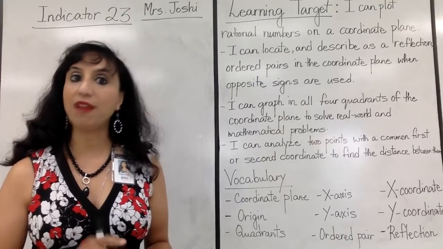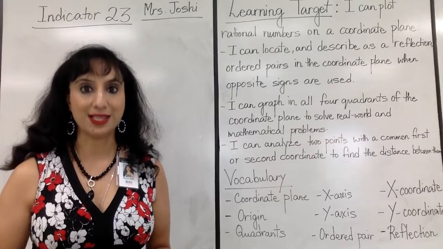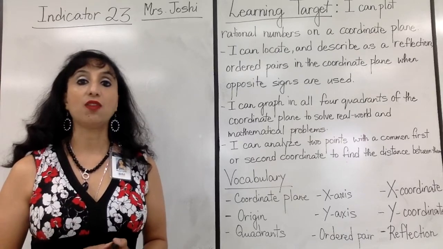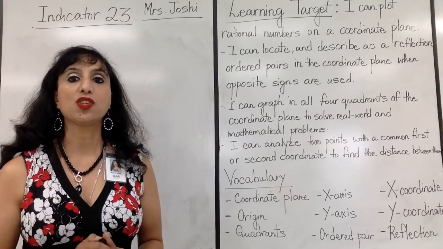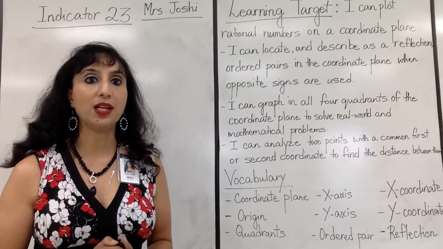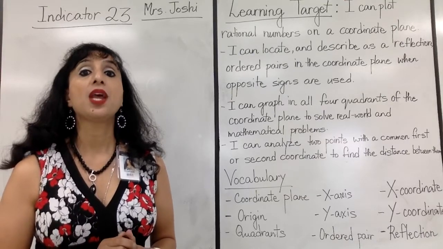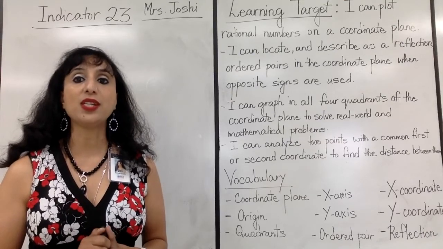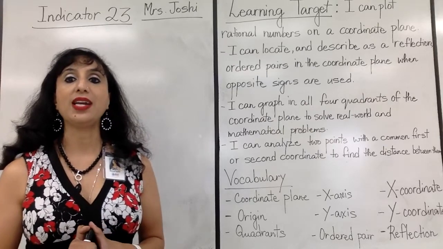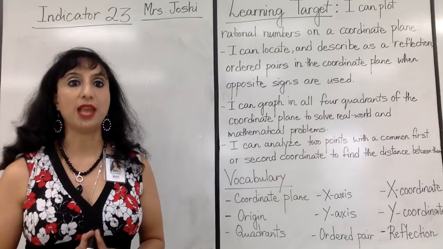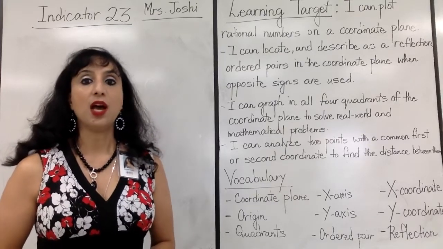Okay, so we're going to do reflection over here. You can be reflecting on the x or the y axis. Okay, I can graph in all 4 quadrants of the coordinate plane to solve real world and mathematical problems. So graphing, definitely you've got to know. And I can analyze 2 points with a common first or second coordinate to find the distance between them. So these are all my learning targets in indicator 23.